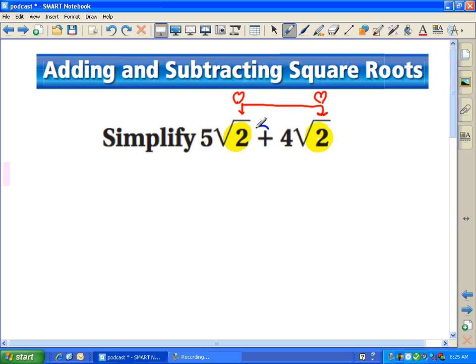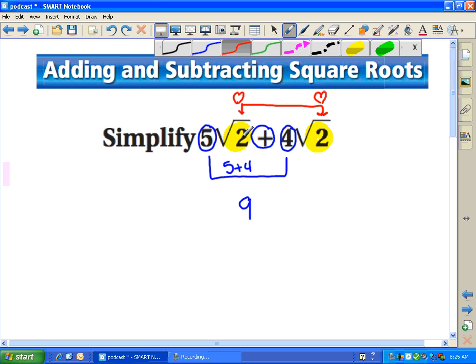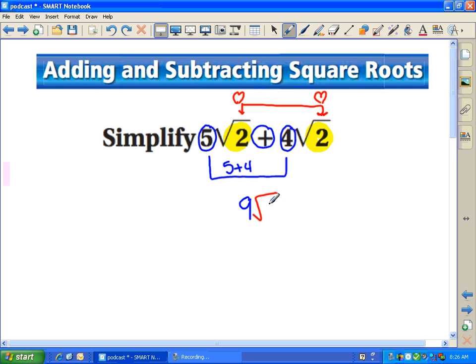The directions tell me to simplify, so I'm going to add my coefficients. Nice vocabulary, plus 10 bears. I'm going to add my coefficients. So I have 5 plus 4, which gives me 9. Both of these are the square root of 2, so they are like terms. So I'm just going to bring my square root symbol down, and 2. Bada bing, bada boom, there is my answer. 9 square roots of 2.